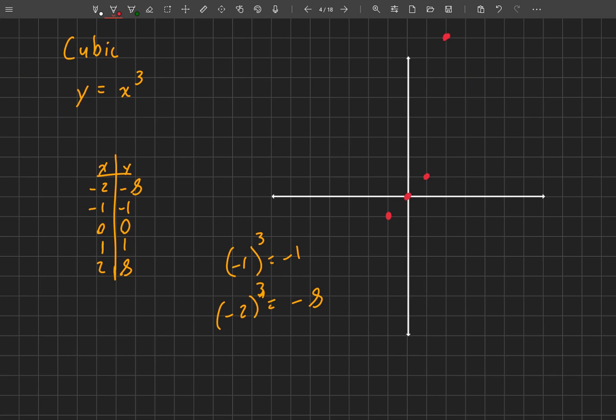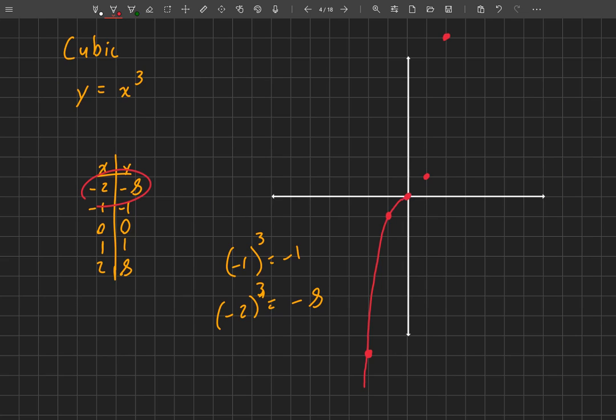Then, negative 2, negative 8. If I go left 2, I'm going to go down 8. And that gives me a point way down here. So it turns out that when you do a cubic, it's going to look kind of like a quadratic, but that left side is going to swoop down like that. Let me actually draw it.